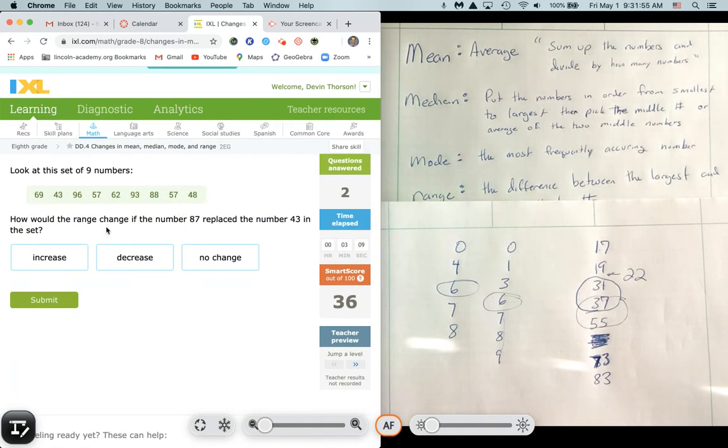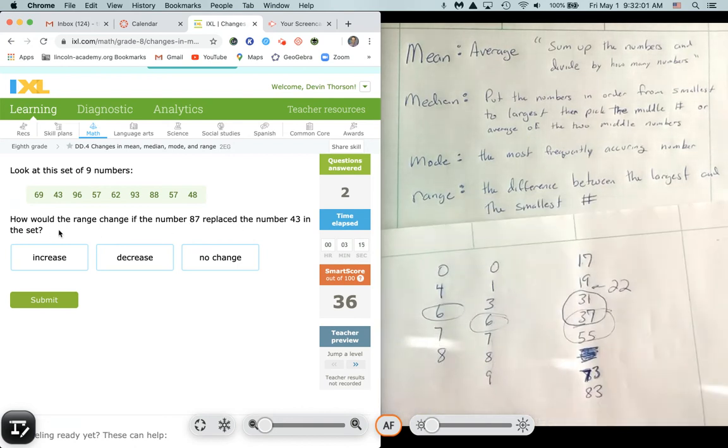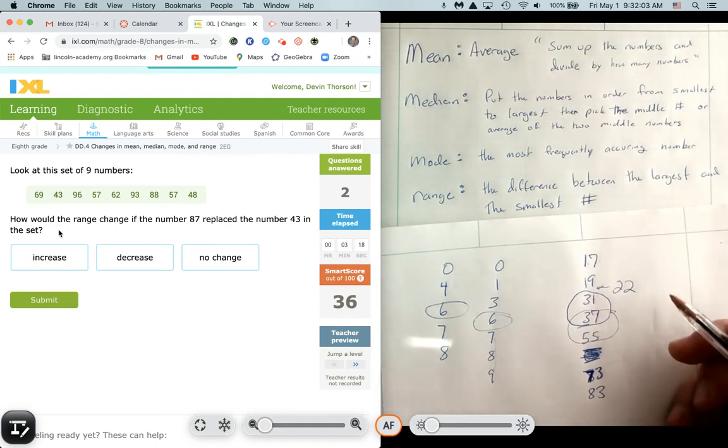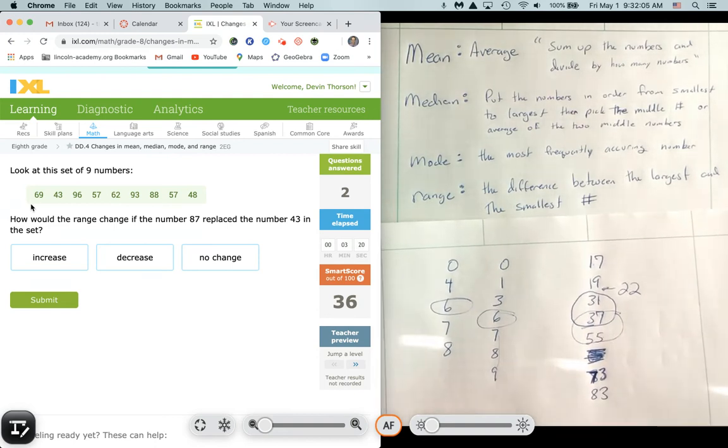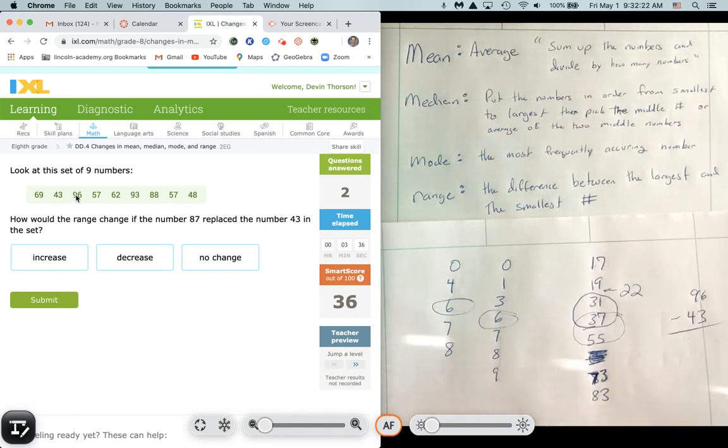Okay, how would the range change if the number 87 replaced the number 43 in this set? Well, the range is only going to change if we either replace the largest or the smallest number. So let's find the smallest number first. 43. Yep, 43 is the smallest number. The largest number was 96. So my range would be the difference of those two. I'm not going to necessarily calculate it.